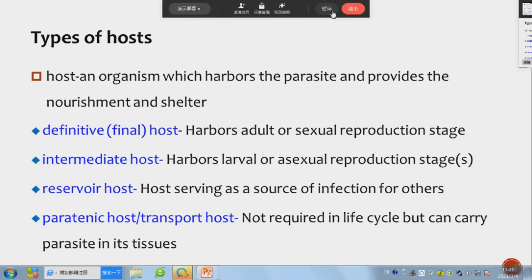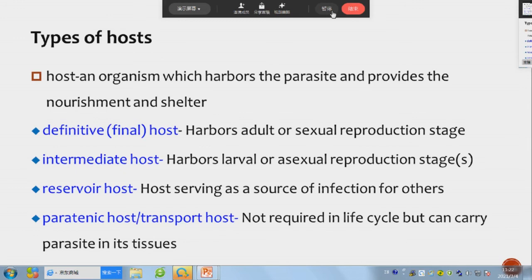Because we have zoonosis, yes? The human and animals can both have the same parasite infection, and in both of them the adult worm can be parasitic. But if the animal is the definitive host, then they can pass out the eggs or the larvae stage for the next stage of their life cycle, and may cause infection to humans. So in this way, we call the animal host the reservoir host.